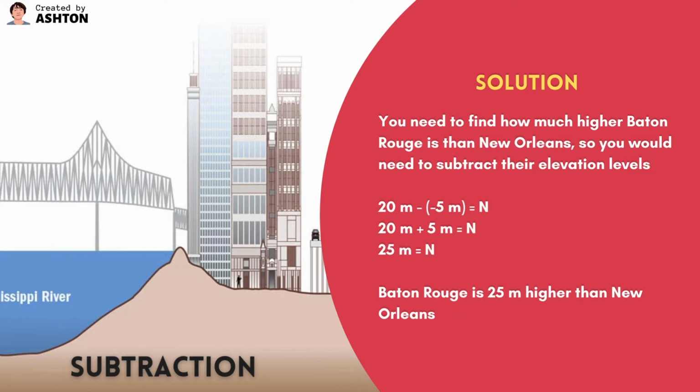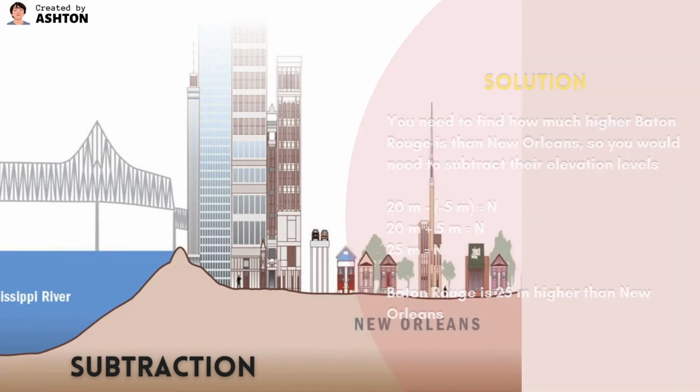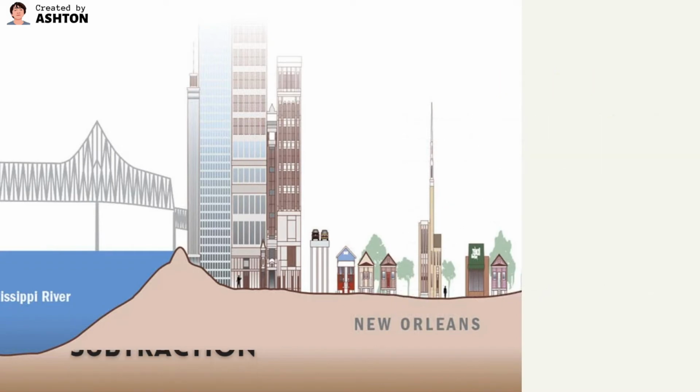20 meters minus negative 5 meters equals N. 20 meters plus 5 meters equals N. 25 meters equals N. Baton Rouge is 25 meters higher than New Orleans.